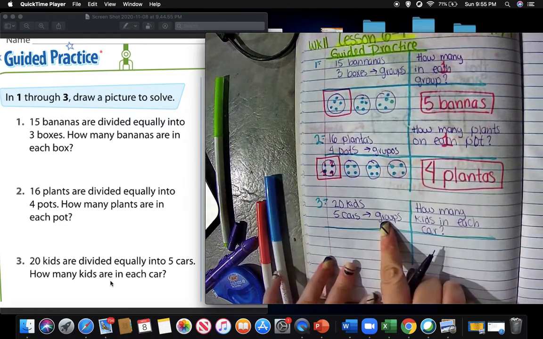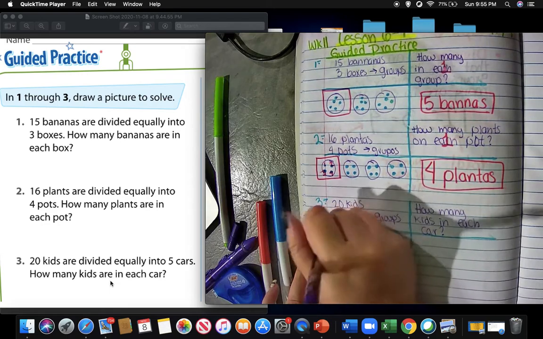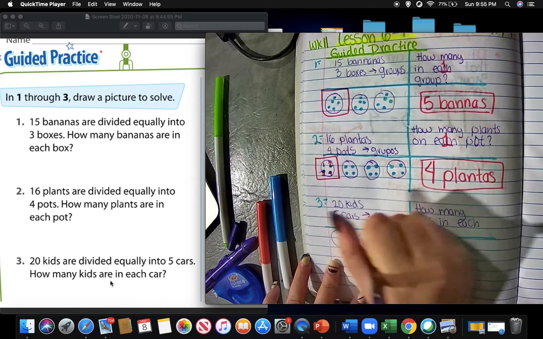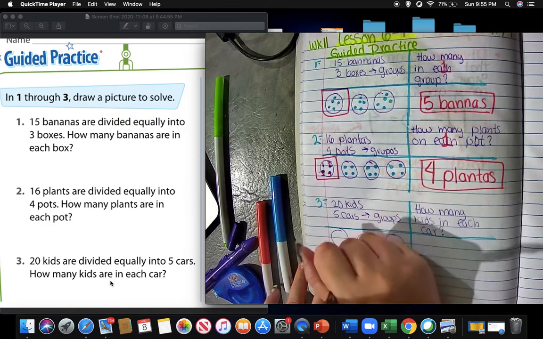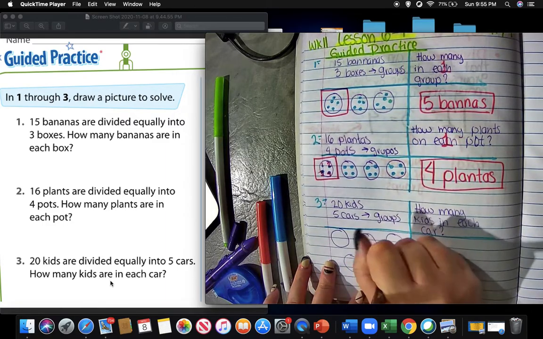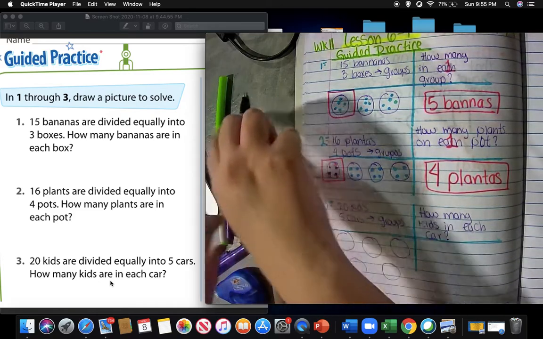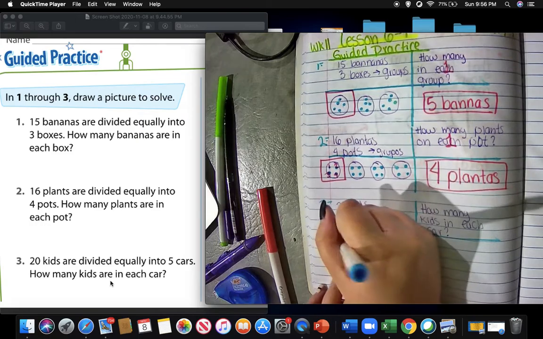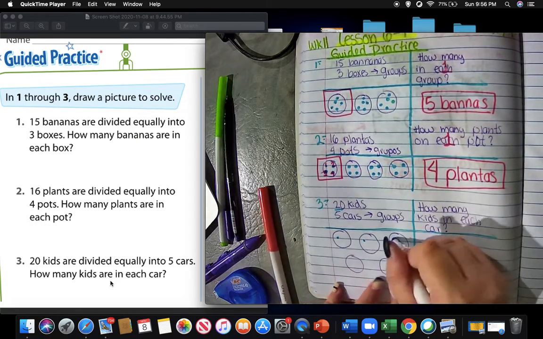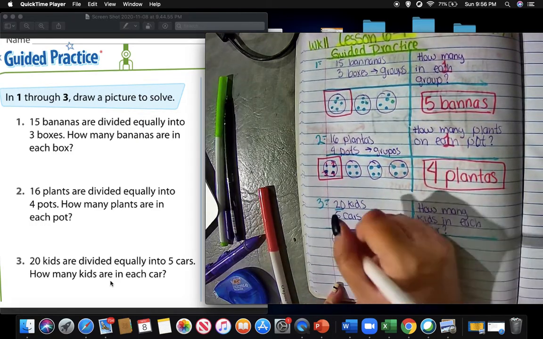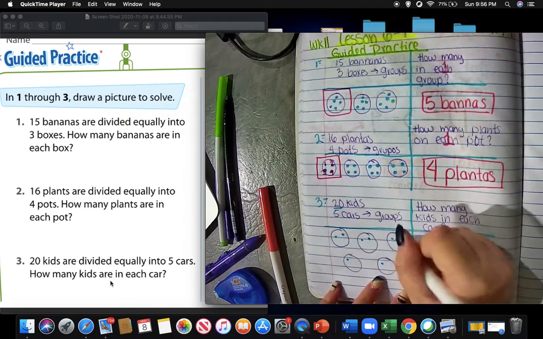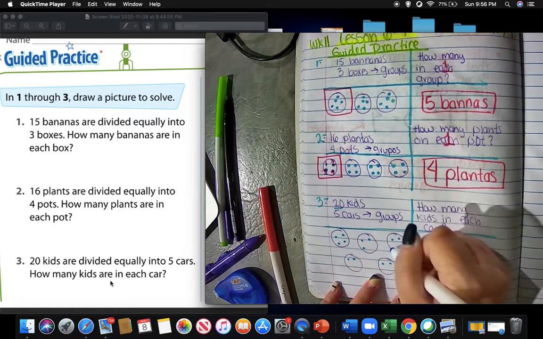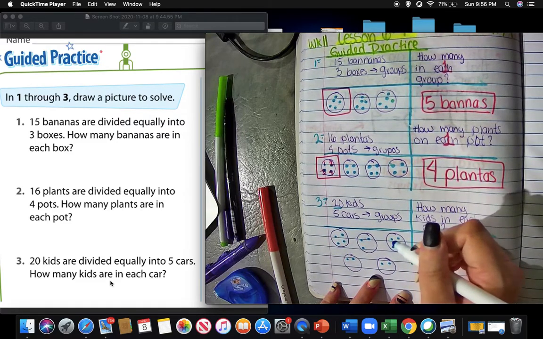So how many groups do I have? I have 5. So I'm going to do 5 circles. 1, 2, 3, 4, and 5. Now we're going to count to 20. 1, 2, 3, 4, 5, 6, 7, 8, 9, 10, 11, 12, 13, 14. Oh, I messed up.